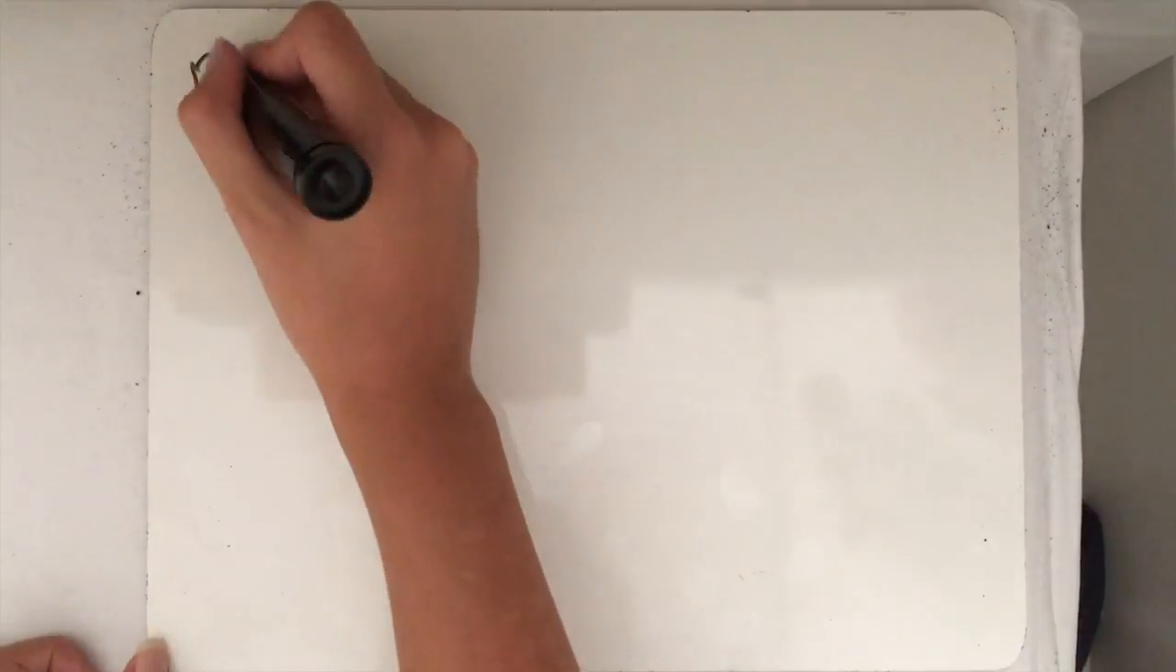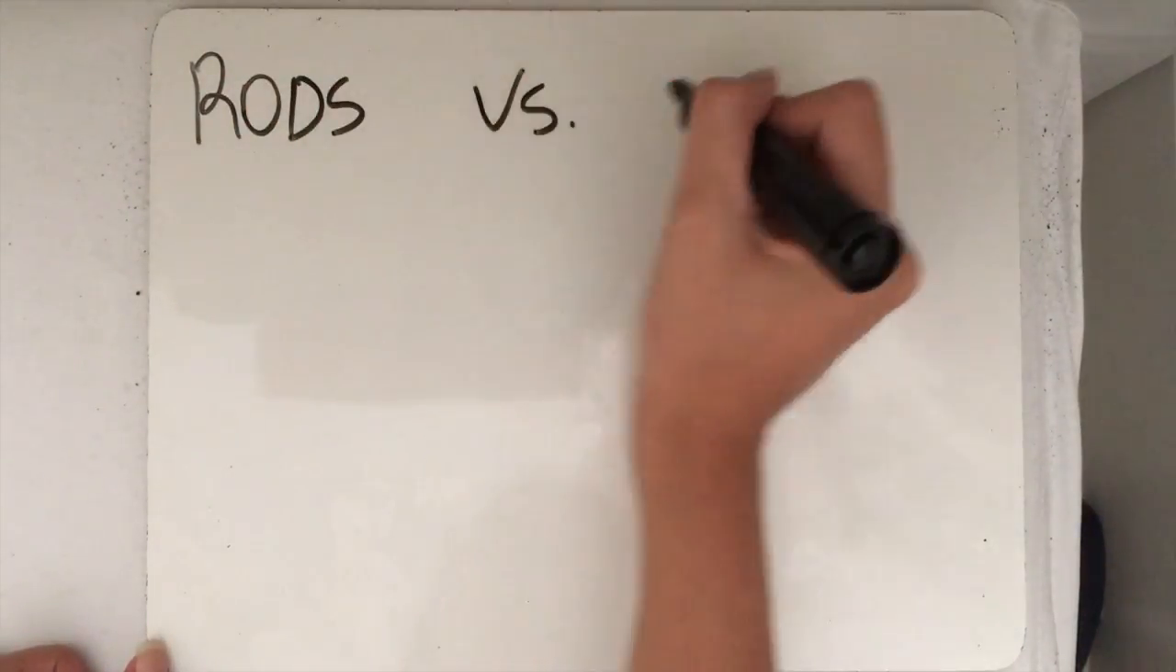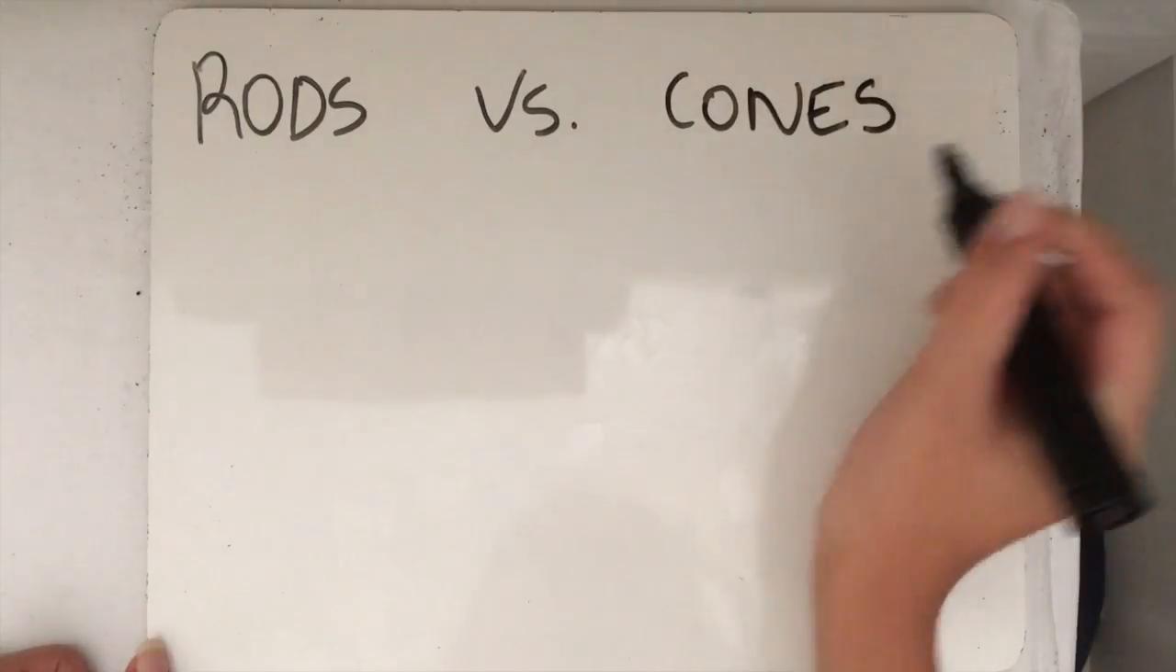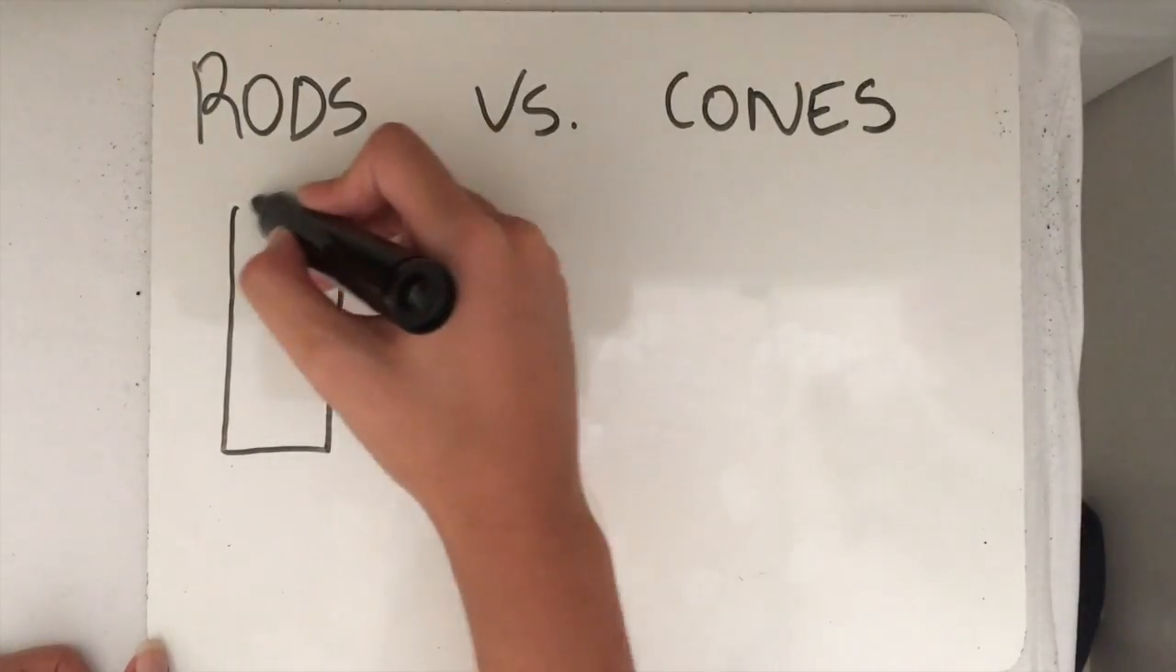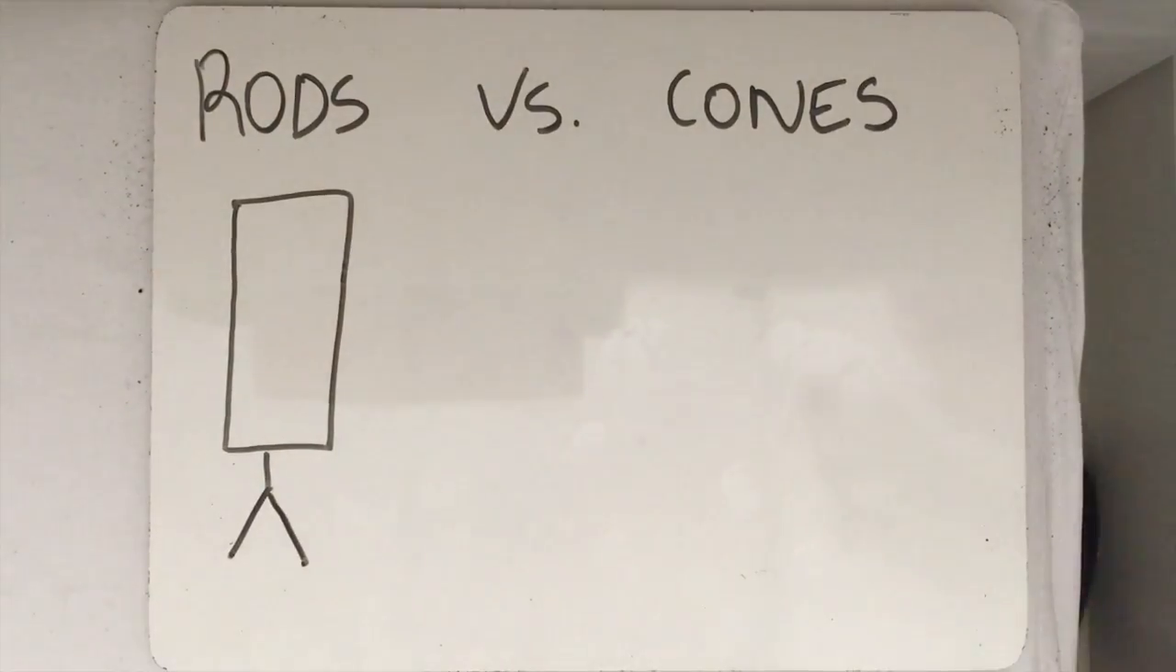Okay, so now I'm gonna talk about the difference between rods and cones in our eyes. Rods have this name because they are an elongated cell body that gives it a rod shape. A rod is a photoreceptor, which is a specialized type of nerve which has the role of taking in light and converting it into a neuron impulse.